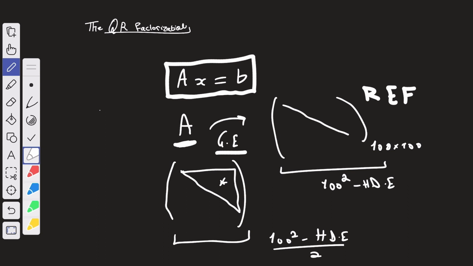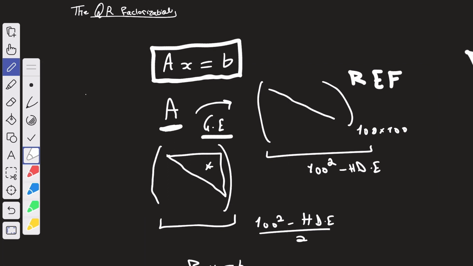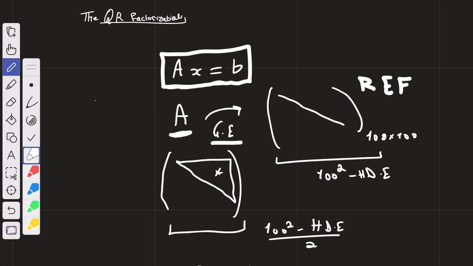So the goal henceforth is to try to minimize this computational cost by introducing some new algorithms and tricks. One way to reduce the computational cost, though it doesn't reduce it by much, and we're going to learn much more effective ways in the future, is to use the QR factorization.